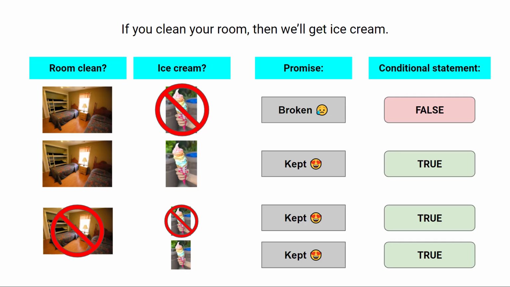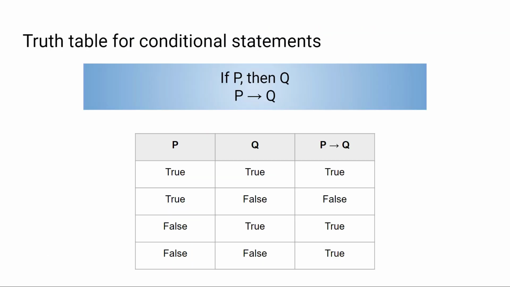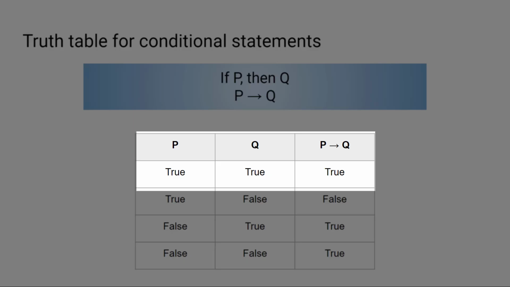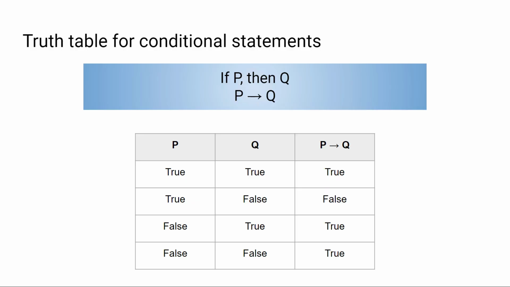All conditional statements obey the same rules of truth. Cleaning rooms and getting ice cream are just details. In any conditional statement, say if P, then Q, and by the way, the symbol for this is an arrow that points from the hypothesis to the conclusion, the truth table would look like this. First of all, if both the hypothesis and conclusion are true, then the conditional statement is true. If my kids clean their room and we get ice cream, I've kept my promise. If you speed and then you get a ticket, the law has been enforced properly.